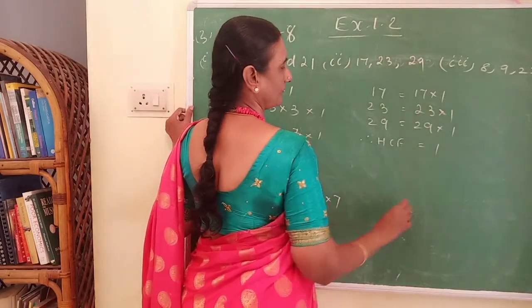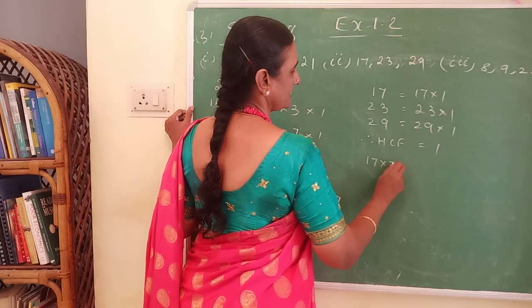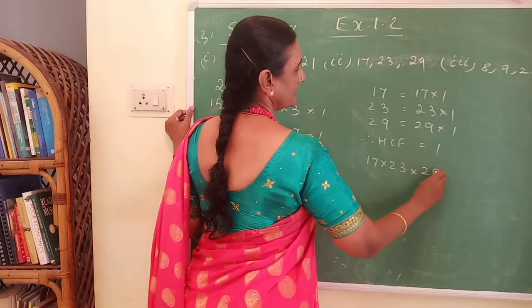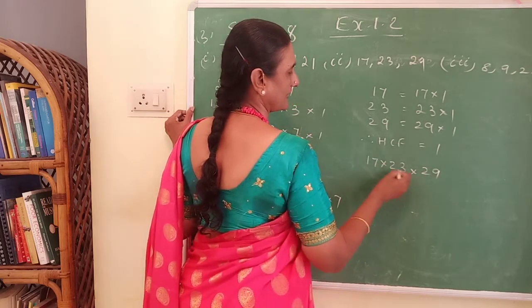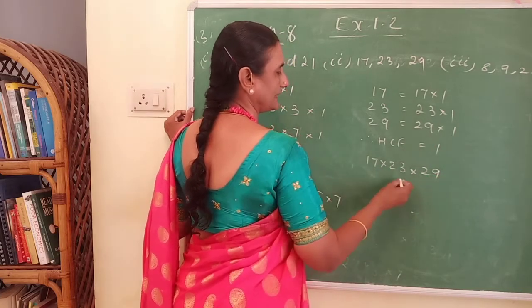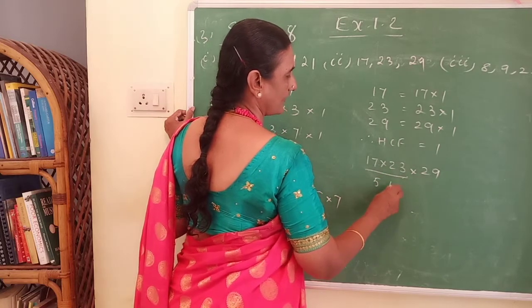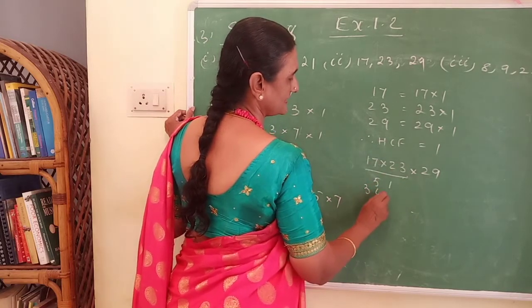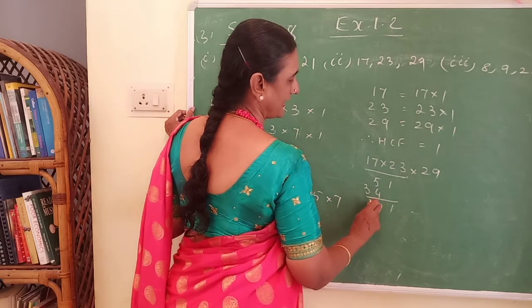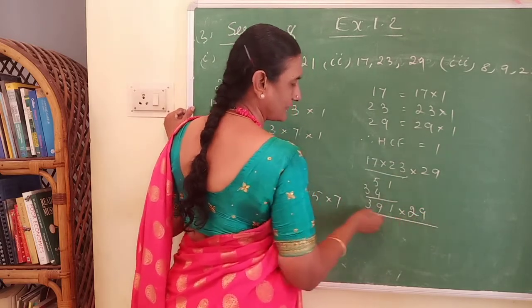No common factor for all the three, therefore the product is the LCM. So 17 into 23 into 29 is the LCM. First you multiply these two and find out, and with that you multiply the third number. So if you multiply, it is 3 17s 51 and 2 17s 34, you will get 391. And 391 you multiply by 29.